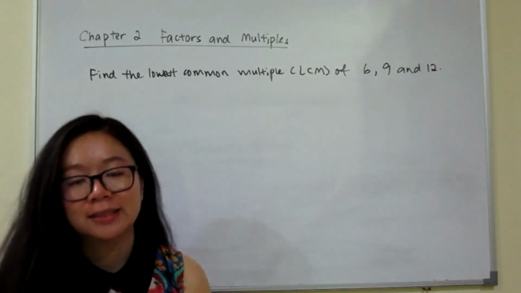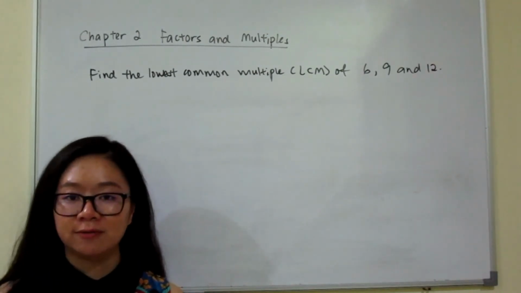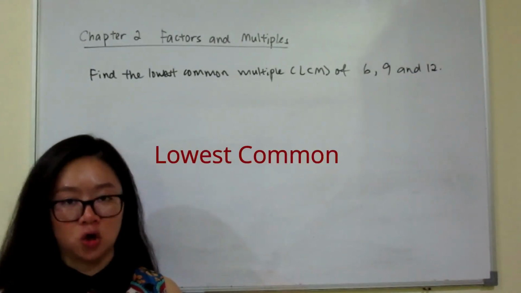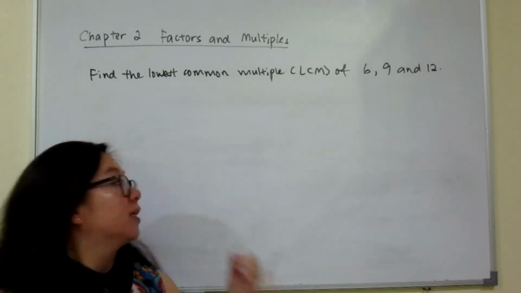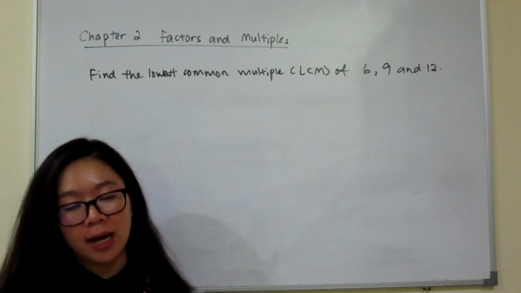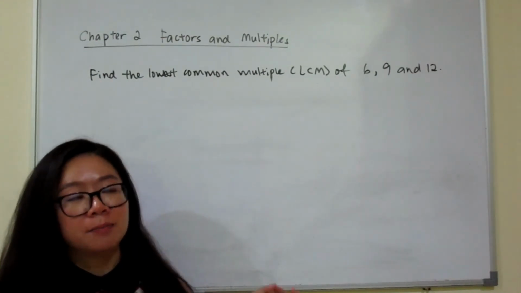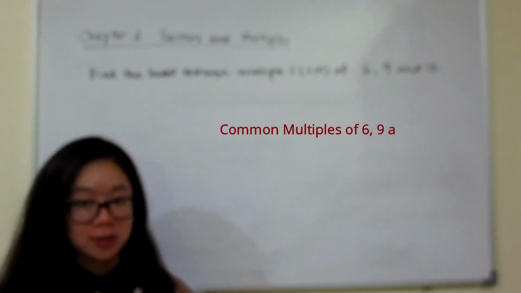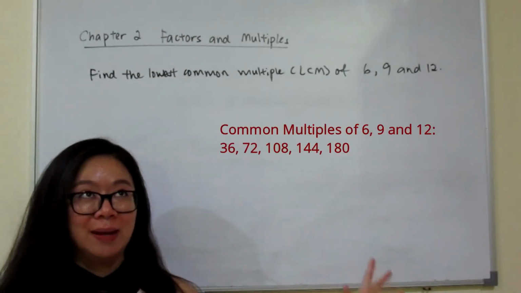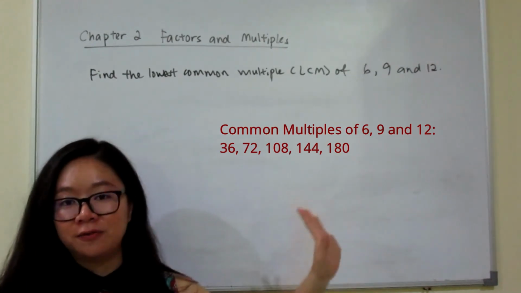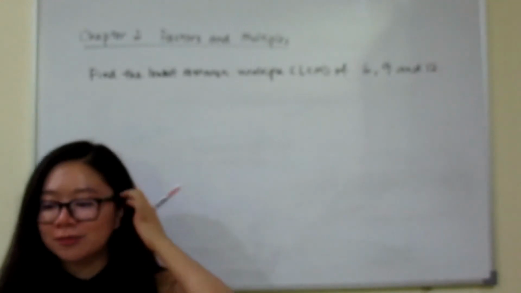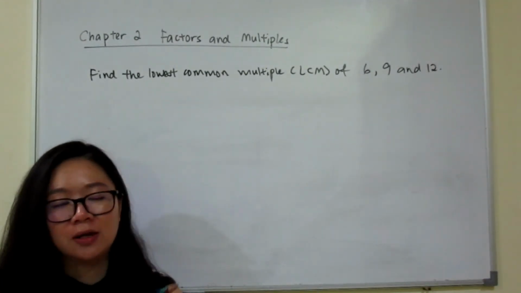So as the name suggested, this is looking for the smallest number among all those common multiples. So we're looking for the lowest common multiple of 6, 9, and 12. Just now we already identified the first 5 common multiples of 6, 9, and 12, starting with 36, 72, and so on. So the first one is the smallest number, 36. So that's the lowest common multiple. That's the first method you can use to identify the lowest common multiple.